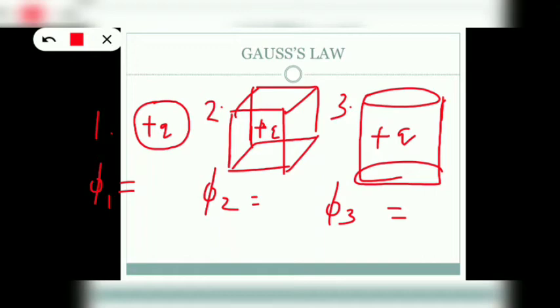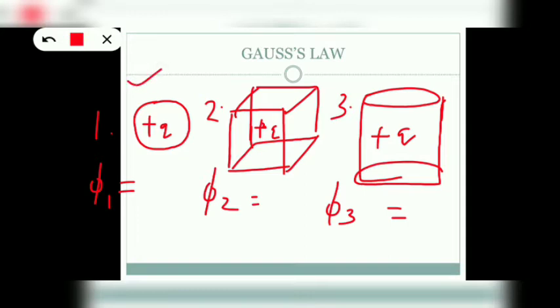Some important points need to be discussed here. So the first, you can see three structures on the screen. One is a spherical structure, the second one is a cubical one, and the third one is a cylindrical structure. All three of them are closed surfaces. The same positive charge is placed inside the three surfaces. So let's find out the flux passing through each of the surfaces.